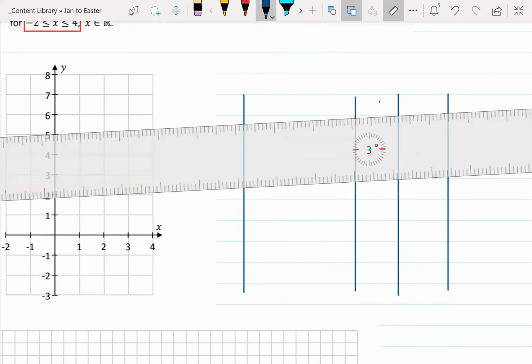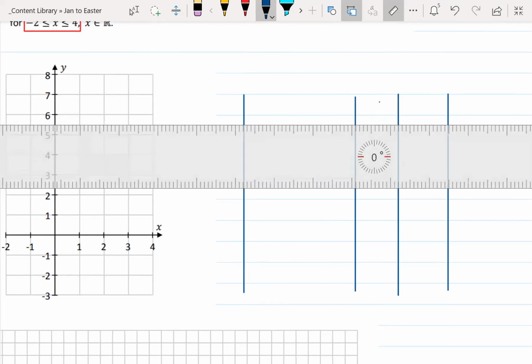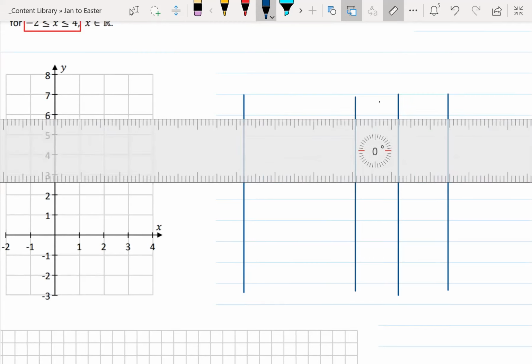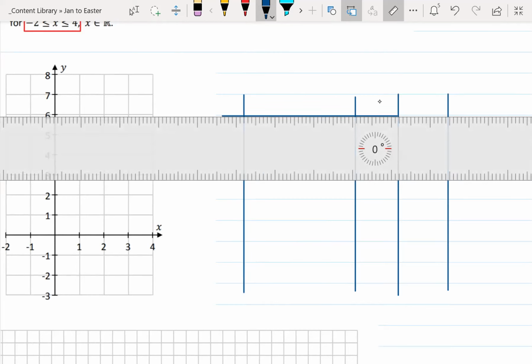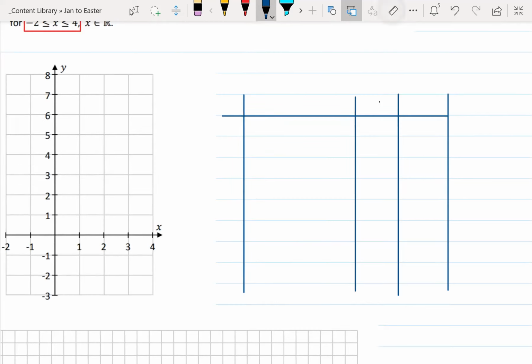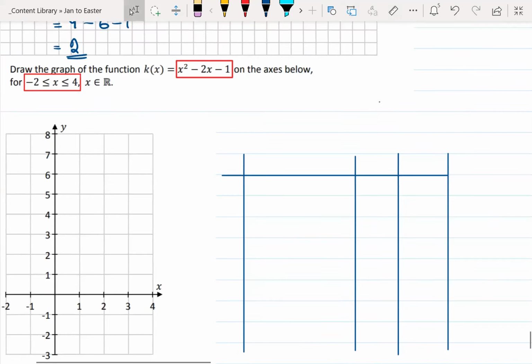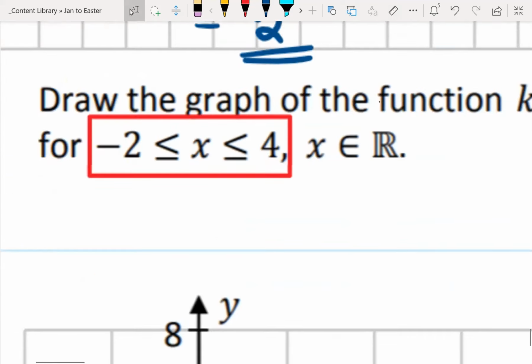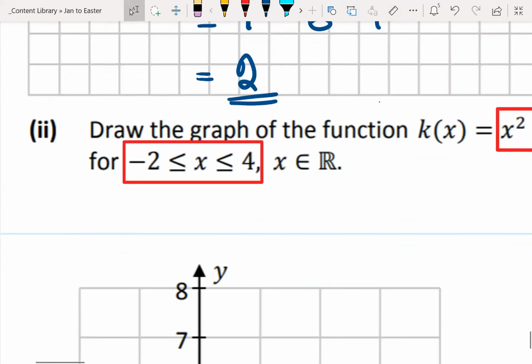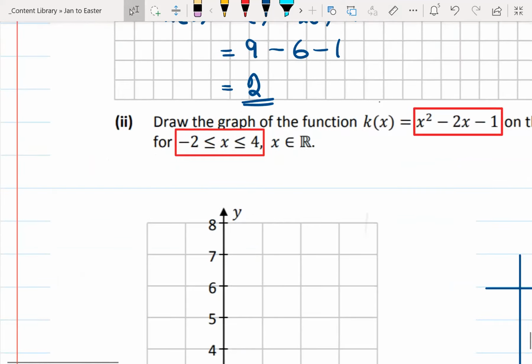Okay, nearly finished constructing my table. Your table doesn't have to be very neat, it doesn't have to be a work of art or anything, but it is helpful to do it. So our domain, our x values, our input values, if you wish, are -2 to 4. Okay, -2 to 4.